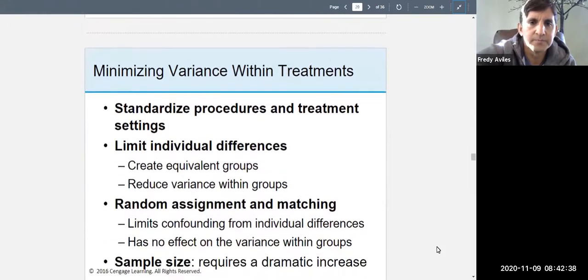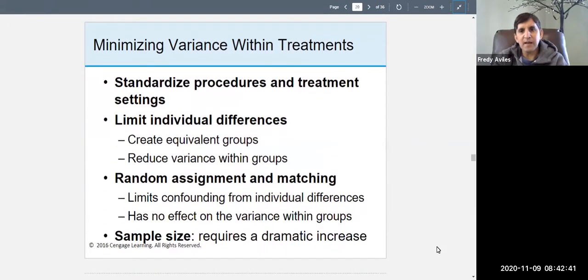Okay, let's keep going. So we want to minimize variance within treatment. So within the groups, we don't want there to be a lot of difference, okay? And there's a way to do that. How do we make it so there's not a lot of difference within the treatments? Well, we can standardize the procedure and the treatment settings. We need to standardize the experiment. Make sure it's the same for everyone. Have a very controlled experiment with very clear instructions, very clear procedures. It can't be messy. It needs to be very well standardized, so it always runs the same way.